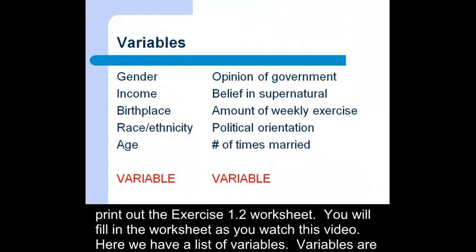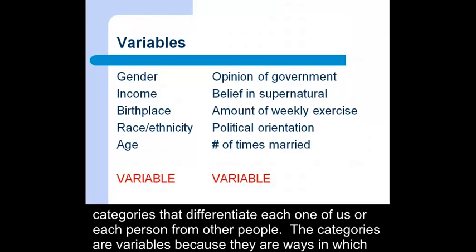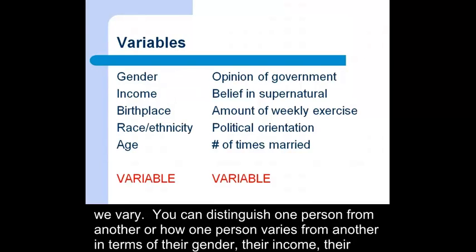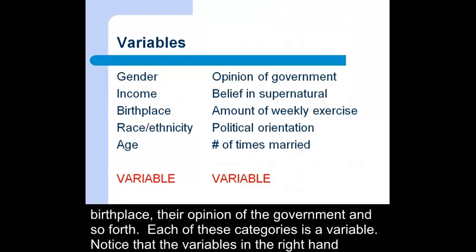Here we have a list of variables. Variables are categories that differentiate each one of us, or each person, from other people. The categories are variables because they are ways in which we vary. You can distinguish one person from another, or how one person varies from another, in terms of their gender, their income, their birthplace, their opinion of the government, and so forth. Each of these categories is a variable.